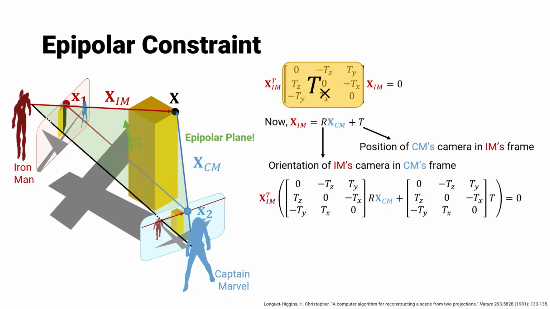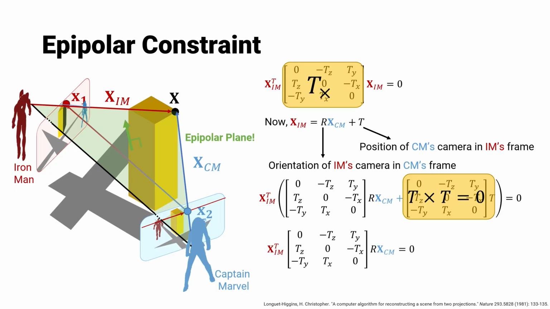But you'll clearly observe that the right hand side in this particular case is T cross T, which is basically like you're taking the cross product of the same two vectors, and which turns out to be 0. So the solution becomes fairly simple. So we have the Iron Man stuff on the left hand side, we have the cross product of the translation in the middle, and then we have the rotation matrix, and then we have the stuff from the Captain Marvel's frame on the right hand side.